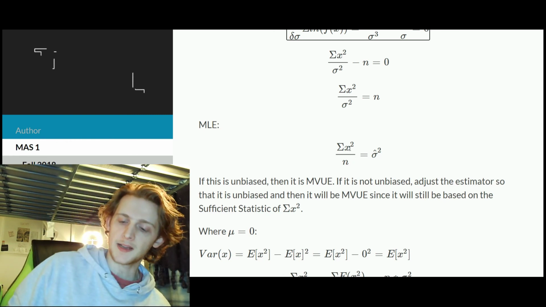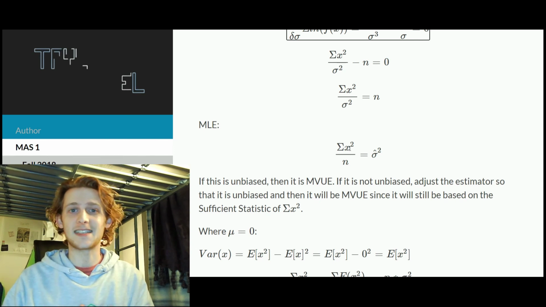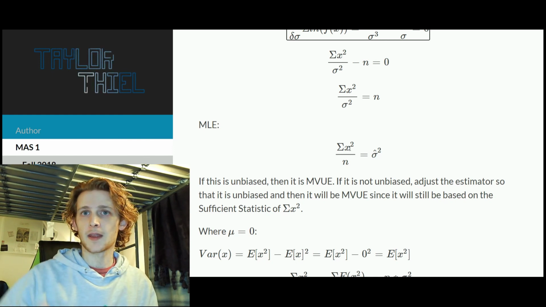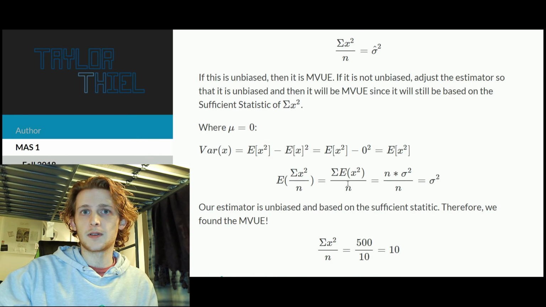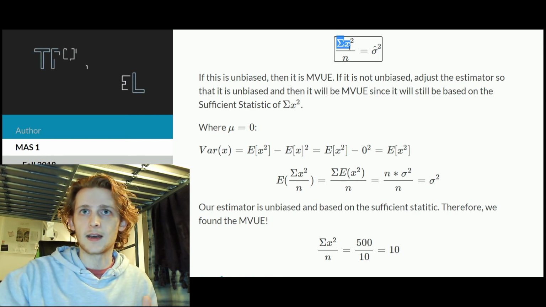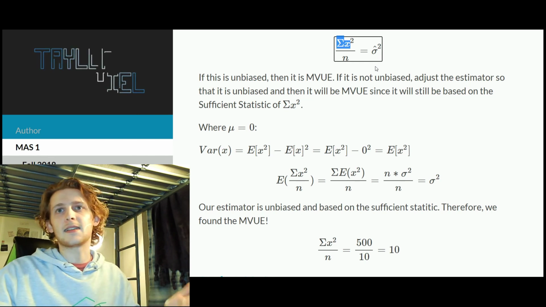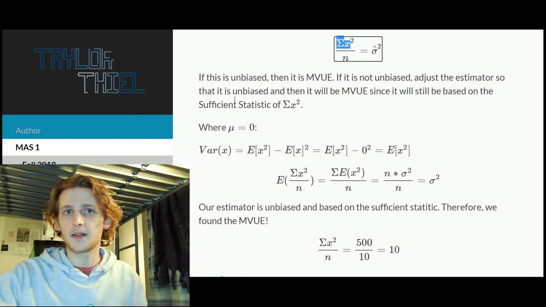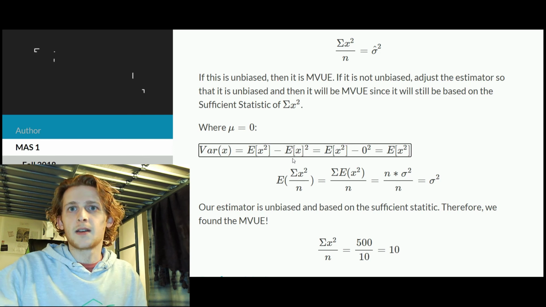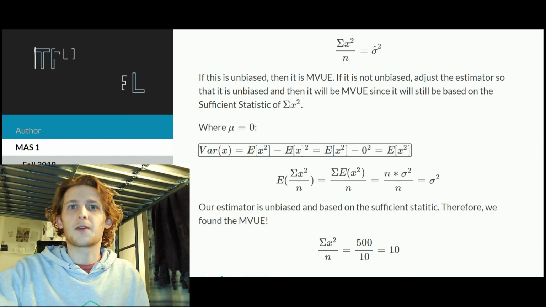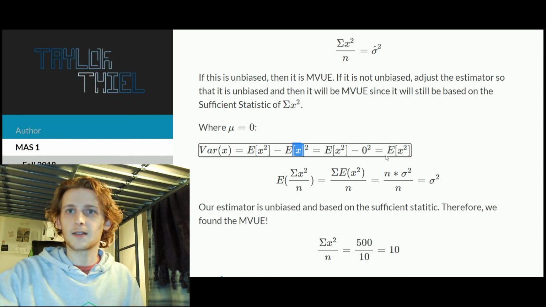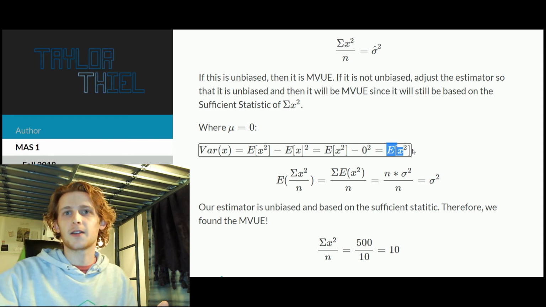So at this point, maximum likelihood estimators are not guaranteed to be unbiased, and we have been tasked with finding the minimum variance unbiased estimator. So what we need to do is check that it's unbiased. So we just need to know what's the expected value of this quantity, the sum of x squareds divided by n, and see if that is equal to sigma squared. So again, we know that mu equals 0, and we know our variance formula. And since mu is 0, the expected value of x is 0. So the expected value of x squared minus 0 squared is just going to be equal to the expected value of x squared.